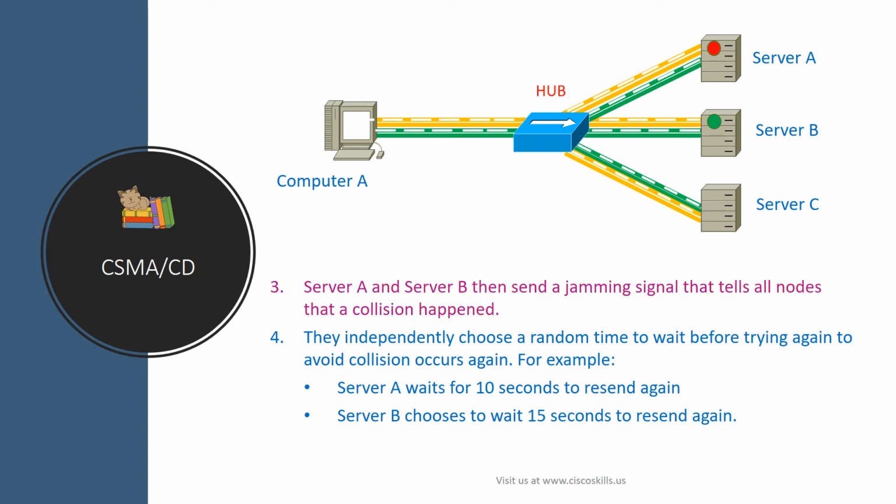Server A and server B then send a jamming signal that tells all nodes that a collision happened. They independently choose a random time to wait before trying again to avoid a collision occurring again. For example, server A waits for 10 seconds to resend again, while server B chooses to wait 15 seconds to resend again. That is how the CSMA/CD algorithm works.